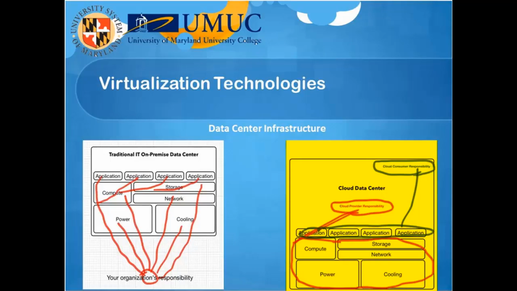However, if it's a PaaS or a SaaS solution, then the provider could be responsible for the applications. So this diagram is making an assumption that you are in an IaaS environment, but if you are in a PaaS environment or a SaaS environment, this blue area that's highlighted as application may not be the cloud consumer's responsibility. That might actually be the provider's responsibility.